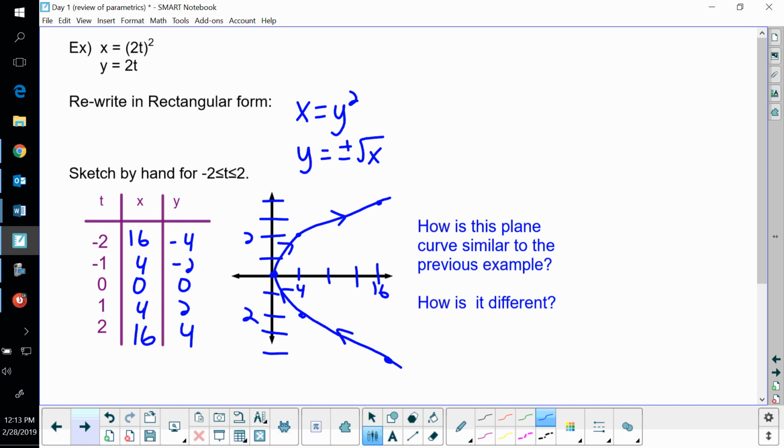And then how is this plane curve similar? How is it different? So a plane curve is just what you call the graph of a parametric equation. So I think that was on another slide, but I forgot to mention that. But that's just our graph of a parametric equation. So we can say that it's the same graph, meaning x's and y's, and the same orientation.